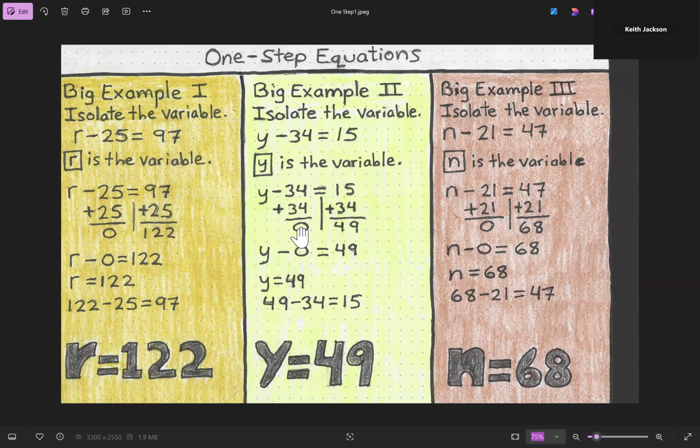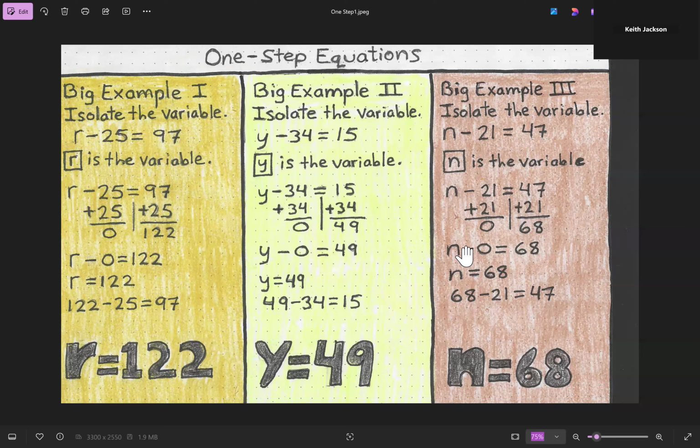When we add 34 to both sides, what we get is this. We get 0 on this side, and we're going to get 49 on this side because 15 plus 34 is equal to 49. And now we have this situation in which we have y minus 0 is equal to 49, and of course, y must be equal to 49. And when we plug it back into the one-step equation, we have 49 minus 34 is equal to 15, which lets us know that yes, y is equal to 49.